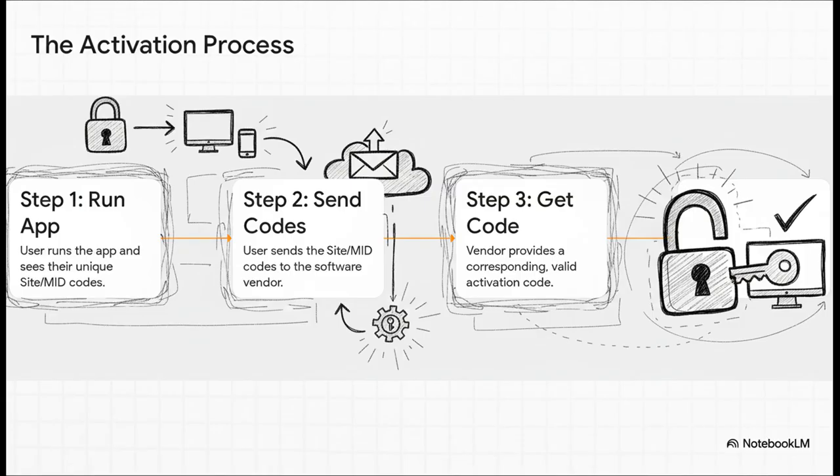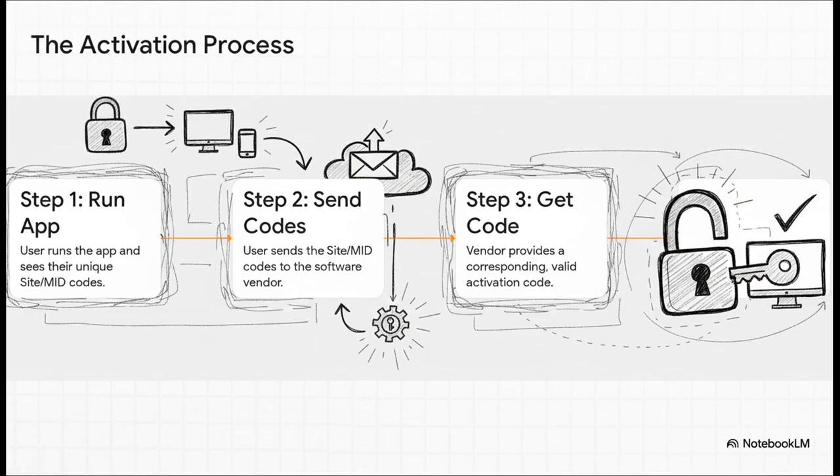The user fires up the app and gets their unique site and MID codes. They send those over to you. You then use your activation generator to create a matching activation code. The user pops that code in and boom, the application is permanently unlocked on their machine.